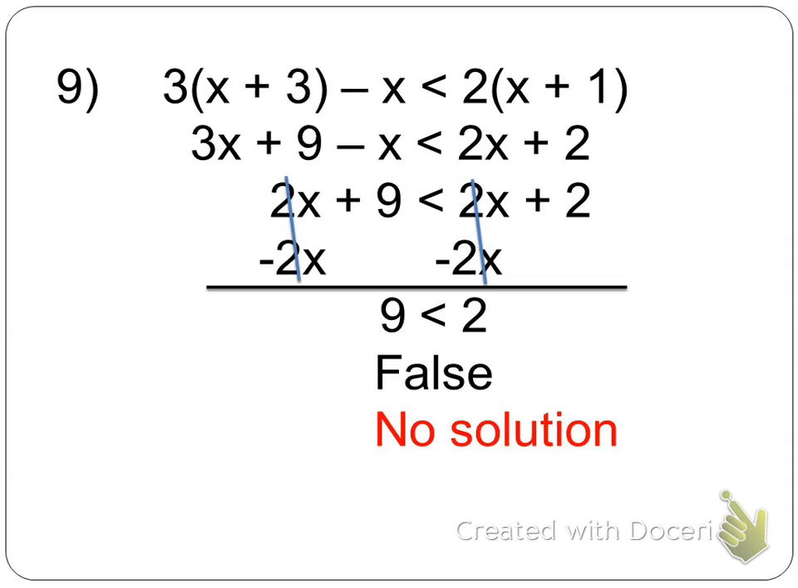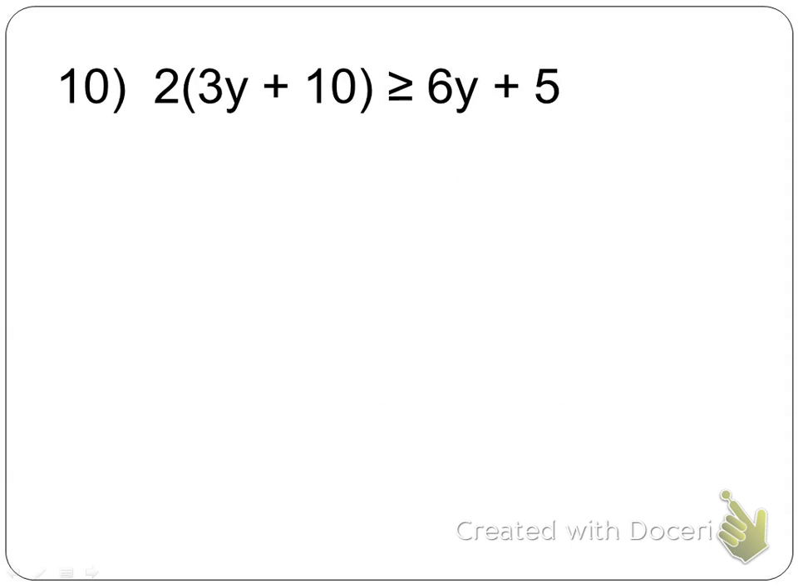Any questions on why this is no solution? If all your x's end up going away, you have 0x, you have to see if your statement is true or not true. Here it was not true, so it's no solution. We good? All right, 10. You can probably guess what's going to happen on this one, just judging by the way patterns usually work.